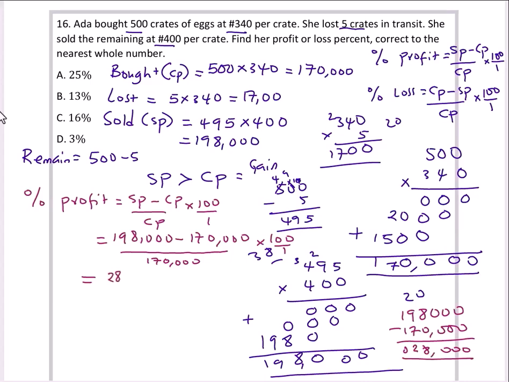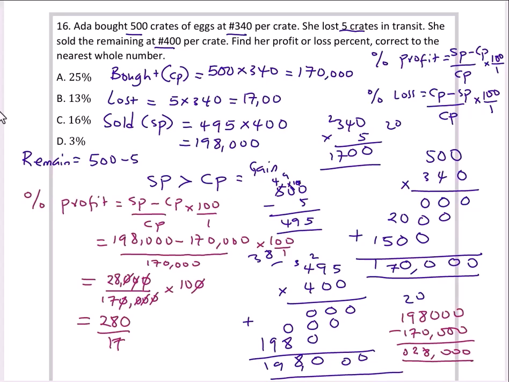So 28,000 all over 170 multiplied by 100. We can actually cancel out these zeros here. So this 30 cancels out this 30, and then 10 here cancels out this 10. So we are going to be left with 28 times 1 is 28, then you add the 0. That's how I like to do my multiplication, so it can be easy for me. Then all over 17. So 28 all over 17.